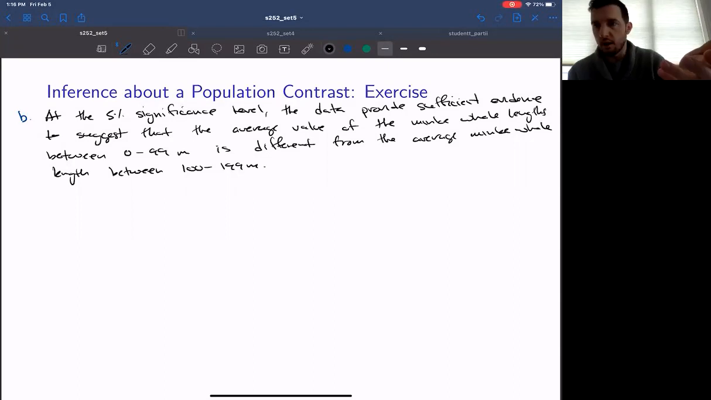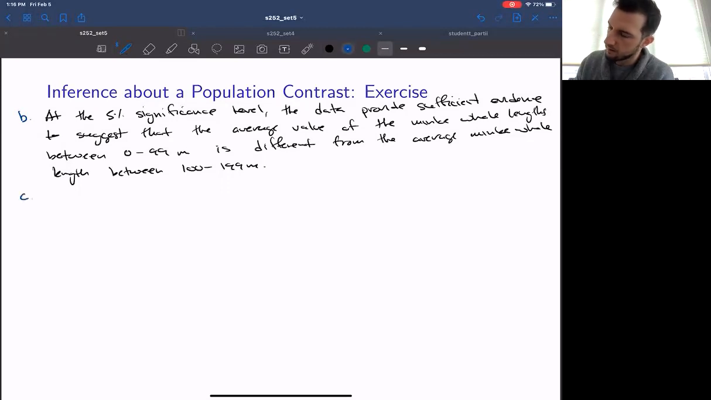We rejected the null, and by rejecting the null, we then have evidence that the population means are different from one another, which means that we have evidence that the length of the whales trapped between 0 and 99 is different from the length of the whales trapped between 100 and 199. Does anyone have any questions?